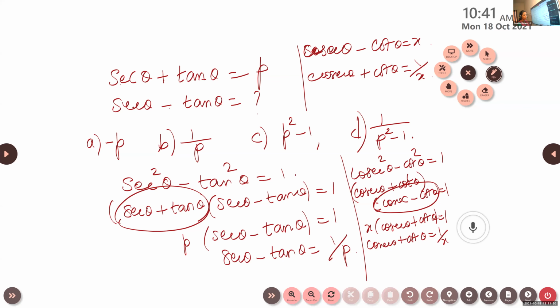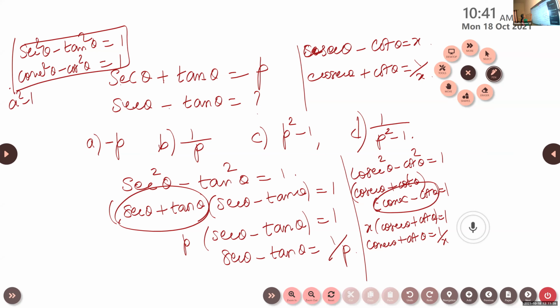Is it clear, children? Yes, ma'am. Only for these two cases, because we have two identities in this form: sec square theta minus tan square theta is 1, and cosec square theta minus cot square theta is 1. Only for these two cases we can use the identity a square minus b square as a plus b into a minus b. But we can't use it for the first one, sin square theta plus cos square theta is equal to 1. Is it clear? Only for these two we can use it like this.